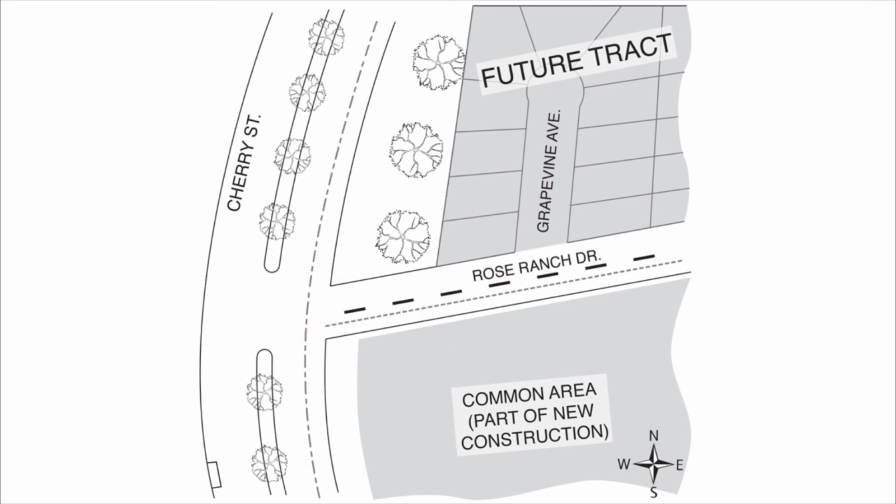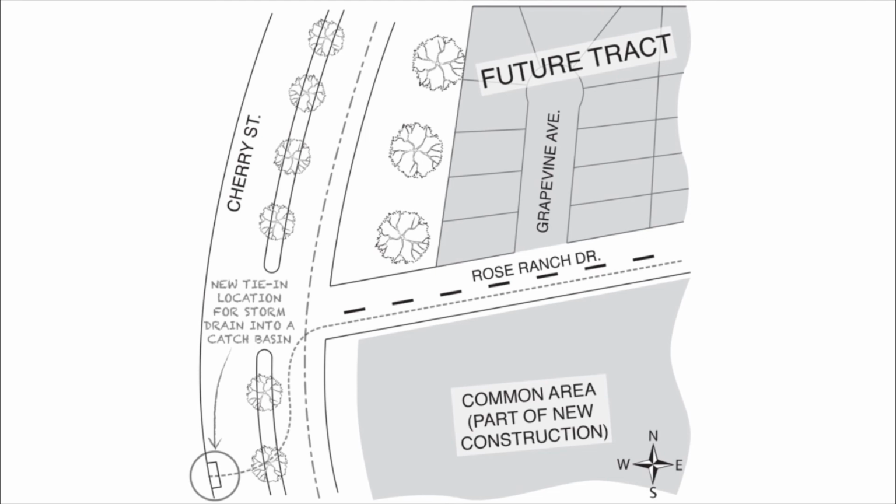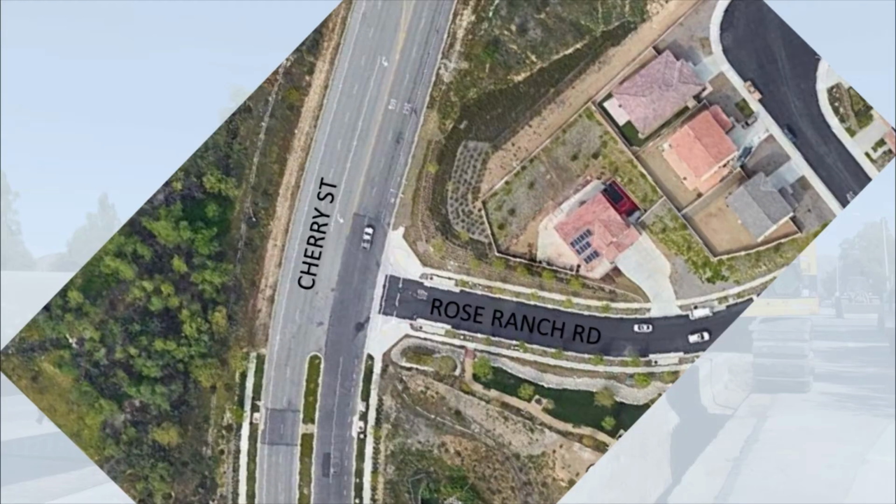And per our engineer, the new tie-in location for the storm drain would be into this existing catch basin, which was across and down the street. So what we did was snake underneath that existing storm drain. That was going to be our tie-in point. And we had to cross through the existing paving as well as the existing median and the landscaping and tie into that catch basin. And what's interesting, you can actually see all the repair work that we had to do in the Google Maps view.